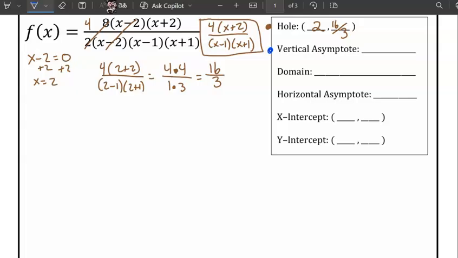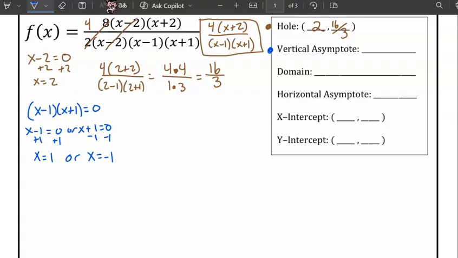For the vertical asymptote, set the remaining part of the denominator equal to 0. x minus 1 times x plus 1 equals 0. Let's use the zero product property. Set each factor equal to 0 separately. x equals 1 or x equals negative 1. x equals plus or minus 1.